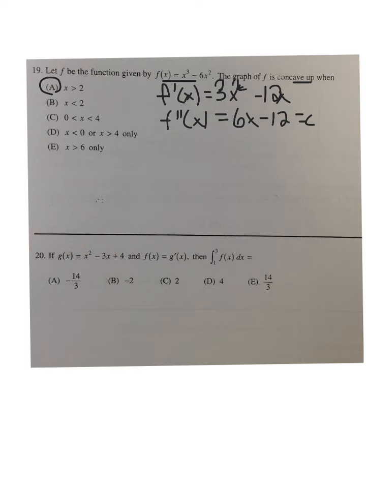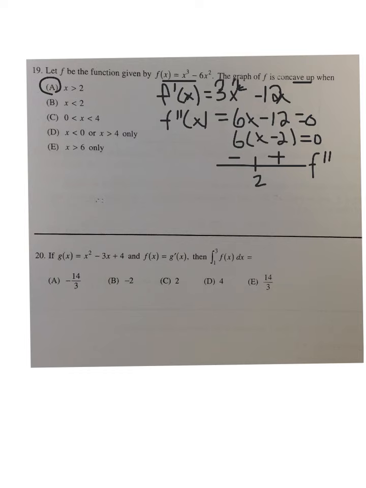Let's set that equal to 0. Take out a 6. I've got x minus 2. So I see that I have a critical point at positive 2 on the second derivative. I'm going to do my sign chart, and I should get negative, then positive. And it's just asking for where it's concave up, so that would be when x is greater than 2.